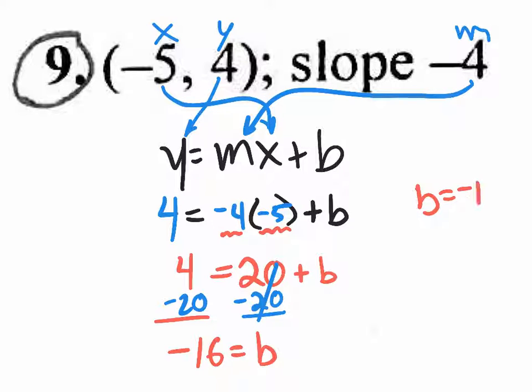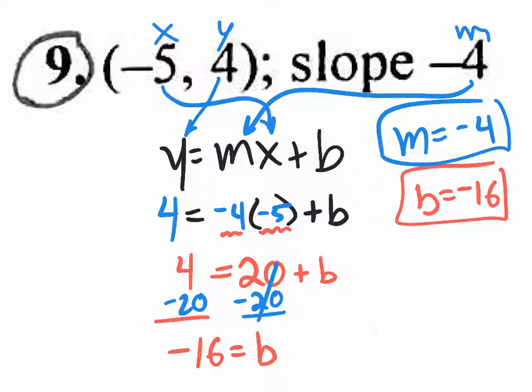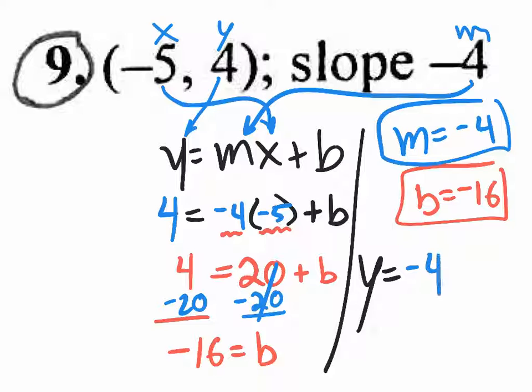b is negative 16. The m value they gave you from the start, that was negative 4. The slope is negative 4. So now that you know the m and the b, you could write your slope-intercept form equation y equals negative 4x plus b, which in this case is minus 16. Again, you could put plus negative 16. But if you look at the back of the page on the answers, it says negative 4x minus 16, not plus negative 16.